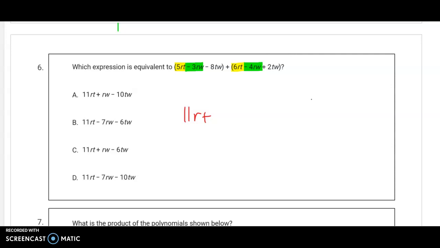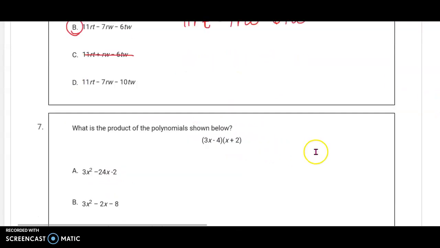So I'm going to get rid of that plus, or that's not a plus, sorry, that's a T. I'm going to make it look more like a T. Minus 7RW. And so see, that helps us eliminate some of our answers. Now we know it's not this one or this one. And then our last one we're going to do here is negative 8TW plus 2TW is negative 6TW. Alrighty, take a moment and try number 7.